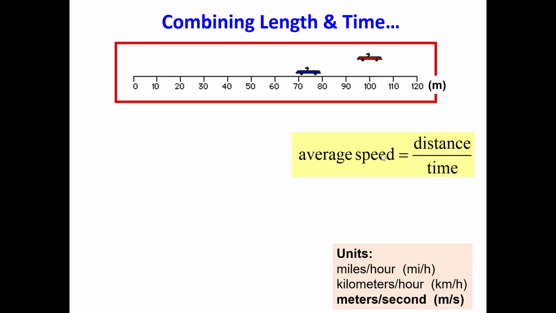Then the average speed is the ratio of distance to time. The way we can write it as an equation is like that. This small bar on top of the v is important because it means it's the average speed. It's not just the speed, it's the average speed, and it equals the distance over time.